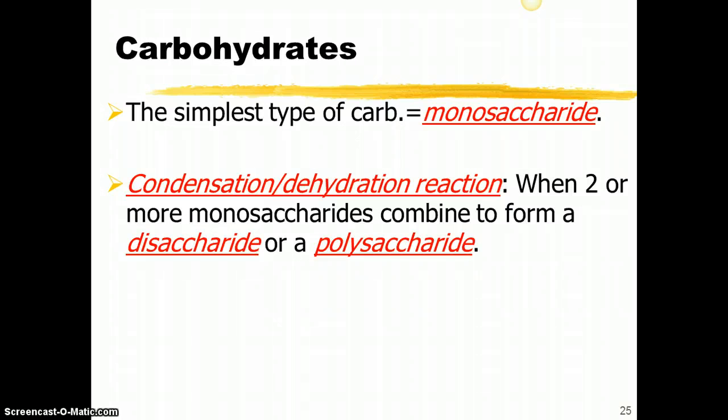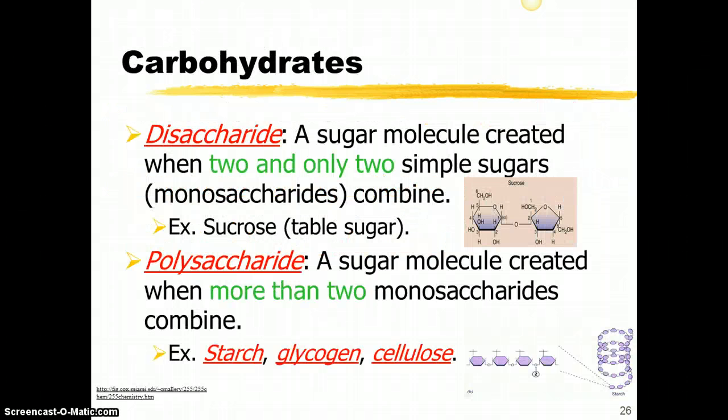Our monomer for carbohydrate is a monosaccharide, and they're formed together to become disaccharides or polysaccharides when you dehydrate, taking water out of the formula, and they combine together. Di, remember, means two, poly means many. So an example of a polysaccharide would be a starch, glycogen, which is how animals store energy. Cellulose is how plants store their energy, and that's what the cell wall of the plant is made out of, is cellulose.